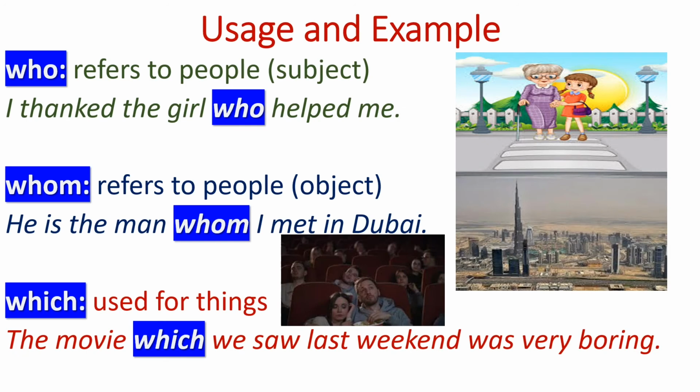Usage and examples. Who refers to people, subject. I thank the girl who helped me. The girl did the action, so I use who. Whom is like who but for objects. He is the man whom I met in Dubai. I met him in Dubai, object. Which is used for things. The movie which we saw last weekend was very boring. Which refers to movie.